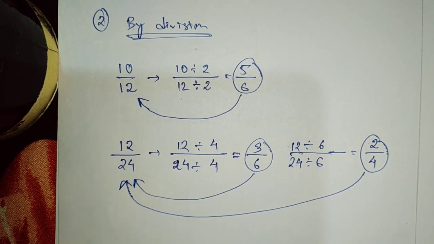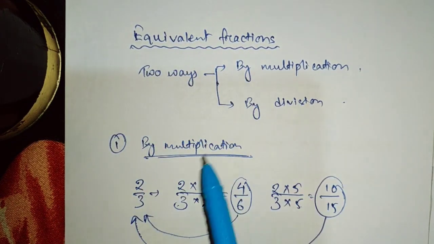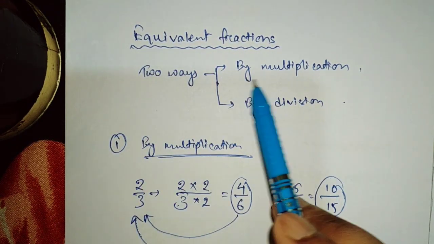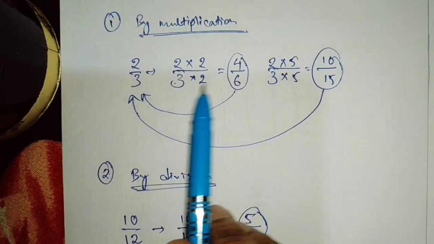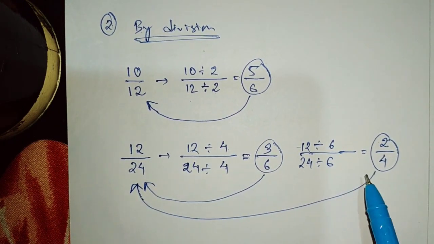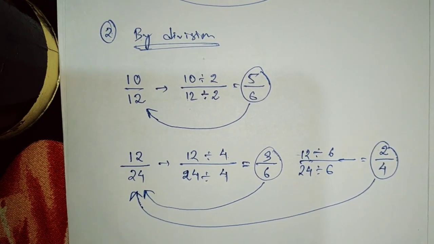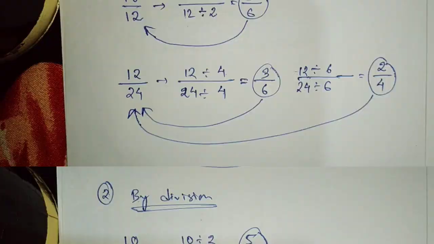Now, what we have discussed here is how to find equivalent fractions for a given fraction. There are two ways: multiplication and division. In multiplication, we saw how we find equivalent fractions, and in the division method, how we find equivalent fractions. I hope you have understood. If you have any doubt, you can rewind the video and watch it again.